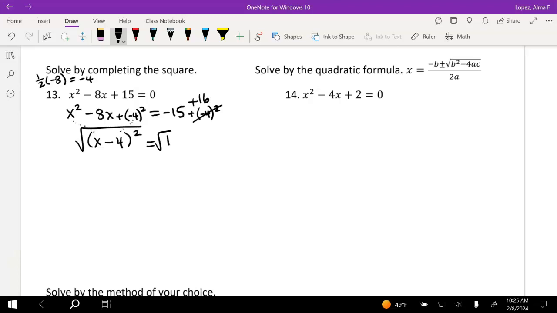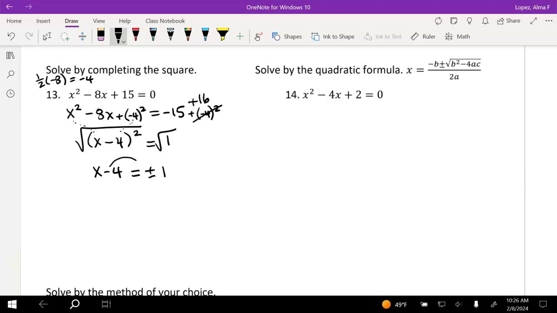Now I can take the square root of both sides. On the left, the square root and the square cancel, so the x minus 4 comes straight down. On the other side, because we physically took the square root of both sides, we get plus and minus. And the square root of 1 is 1.